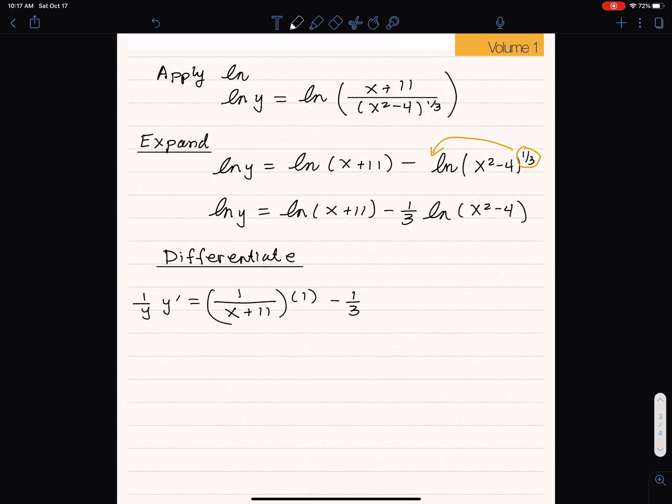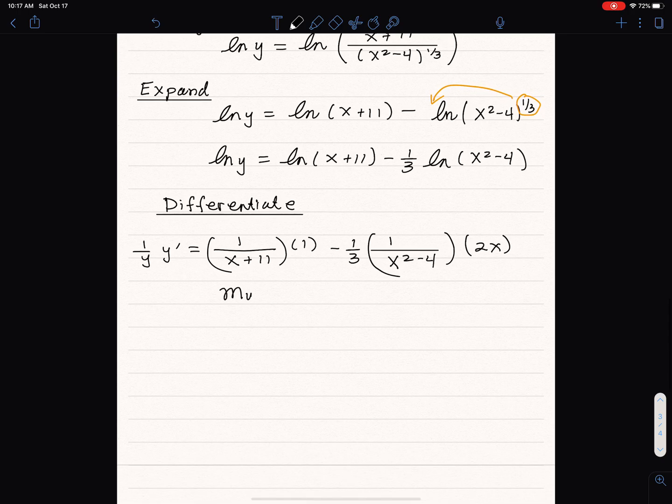Now for ln of x squared minus 4, I have the derivative being 1 over x squared minus 4, and I take the derivative of what's inside. The derivative of x squared minus 4 is 2x. So we're really moving along. Multiply by y. I'll have y prime equals y times all this stuff: 1 over x plus 11 minus 2x over 3 times x squared minus 4.